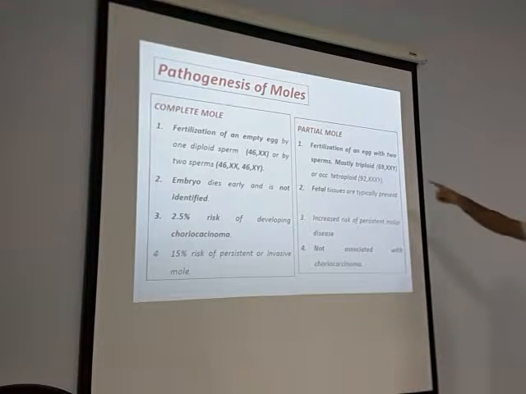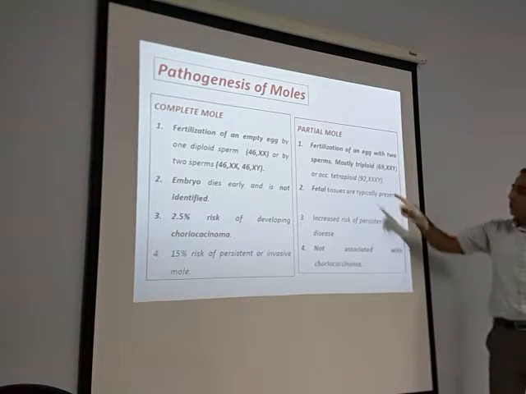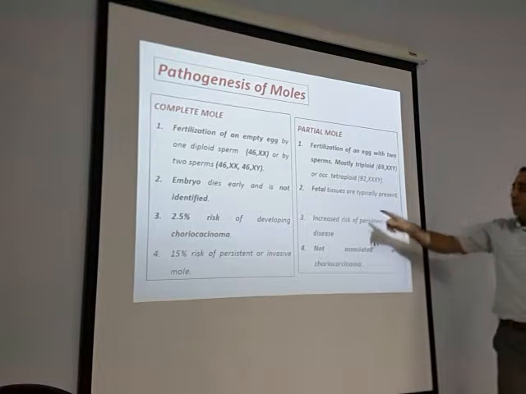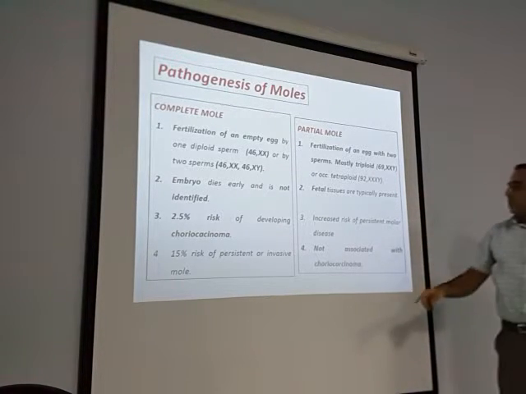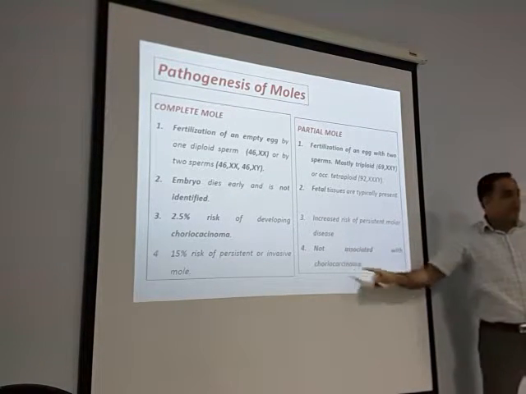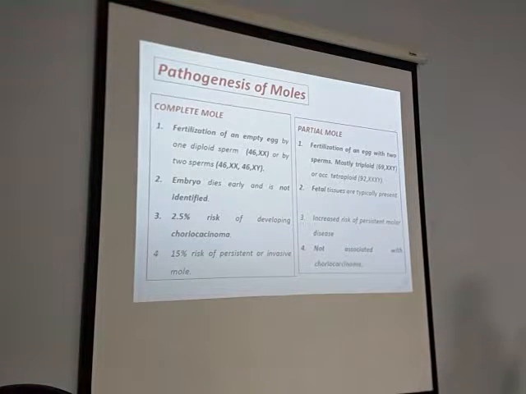There are 3 sets of chromosomes. 69 XXY is the most common. Sometimes it can be tetraploid also. Fetal tissues are typically present in this. It is compatible to some extent. You will find some fetal tissues here, not associated with choriocarcinoma, no increased risk, but persistent disease can be there. So if you find a H mole, next time also she can have a H mole.